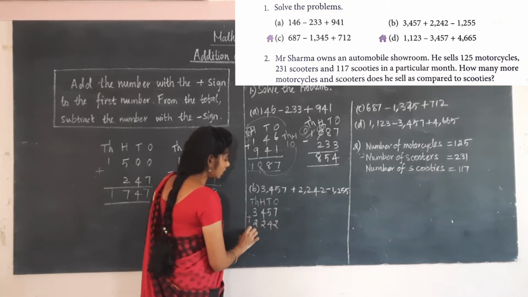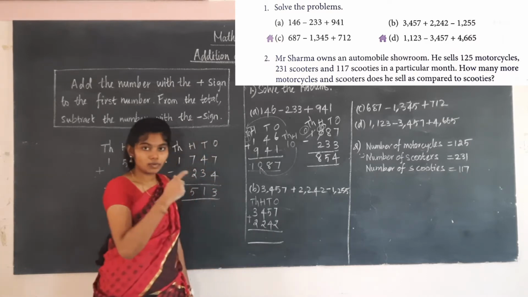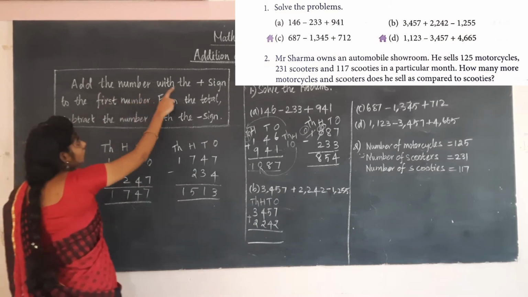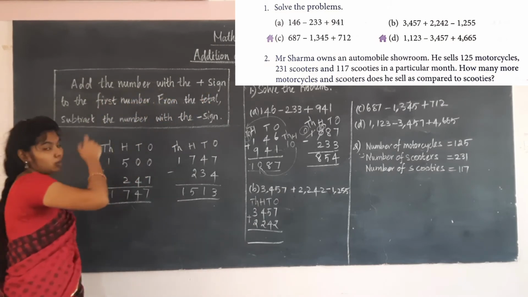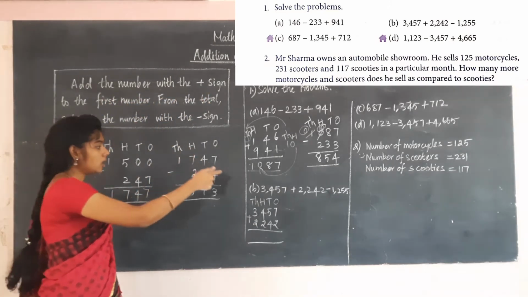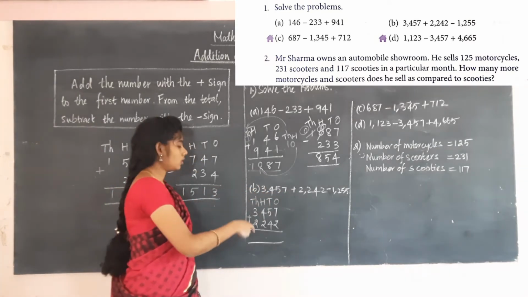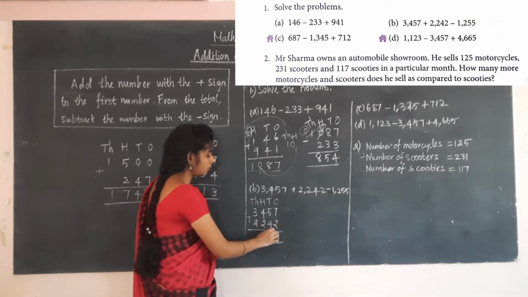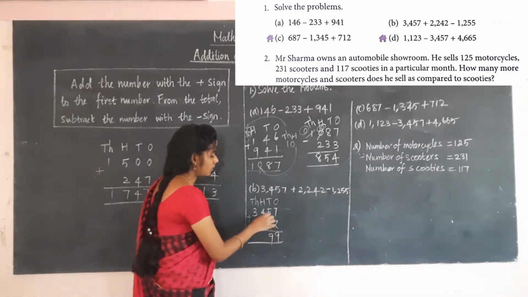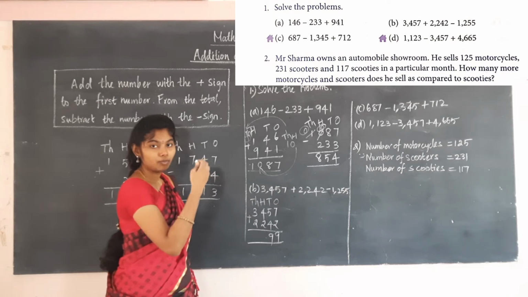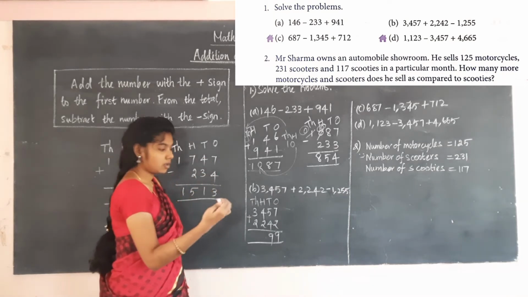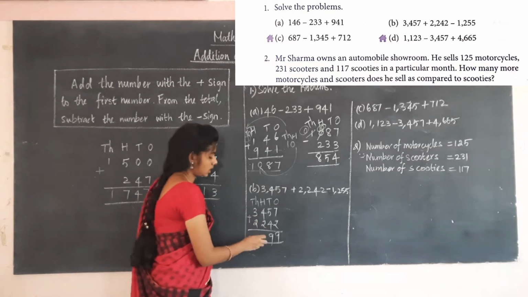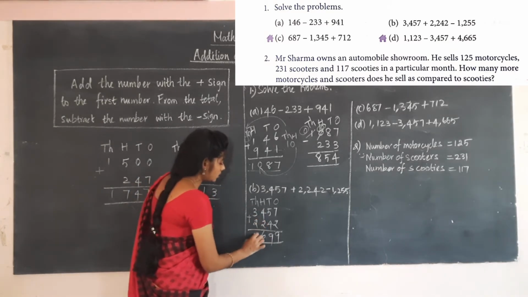So we are going to add these two numbers. The rule is, to the first number we have to add the plus sign number. Now add these two numbers. 7 plus 2 is 9. 5 plus 4 is 9. Keep 5 in the mind, 4 in the fingers: after 5 is 6, 7, 8, 9. So 9. You have to do it mentally. Then 4 plus 2 is 6. 3 plus 2 is 5.